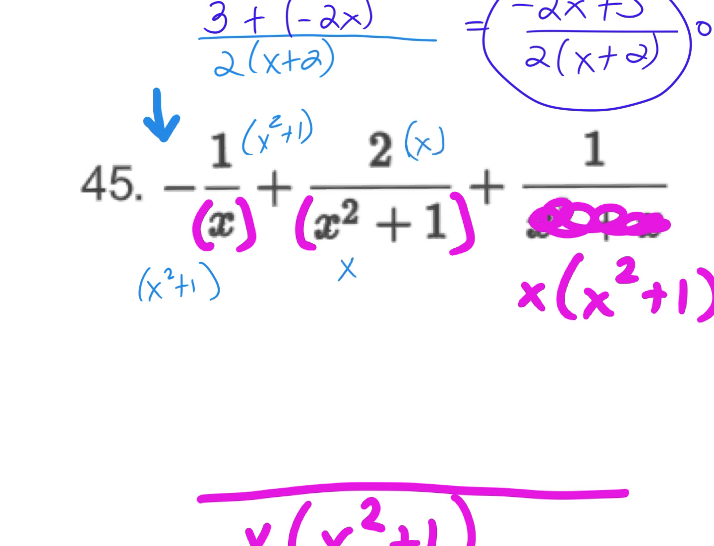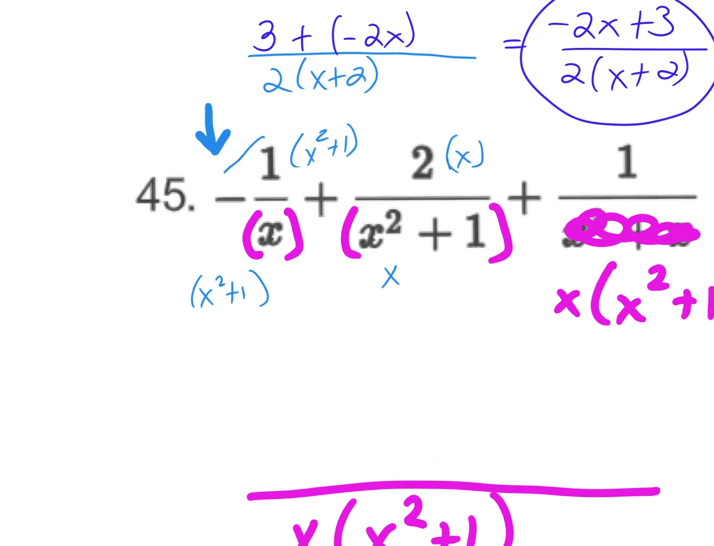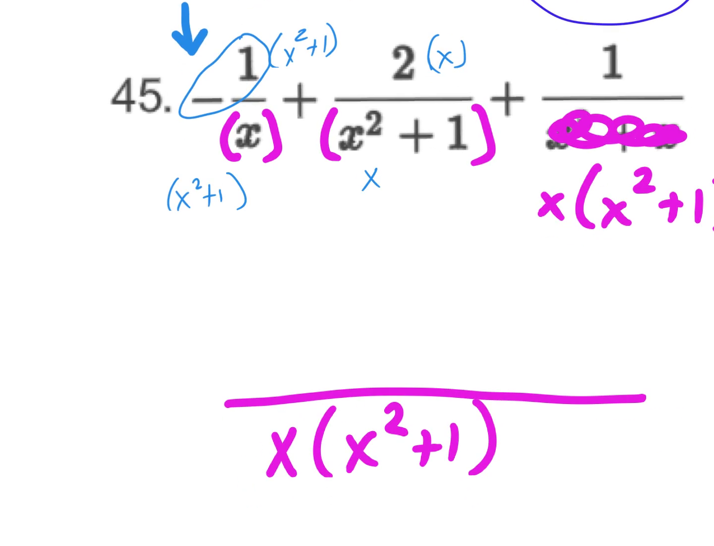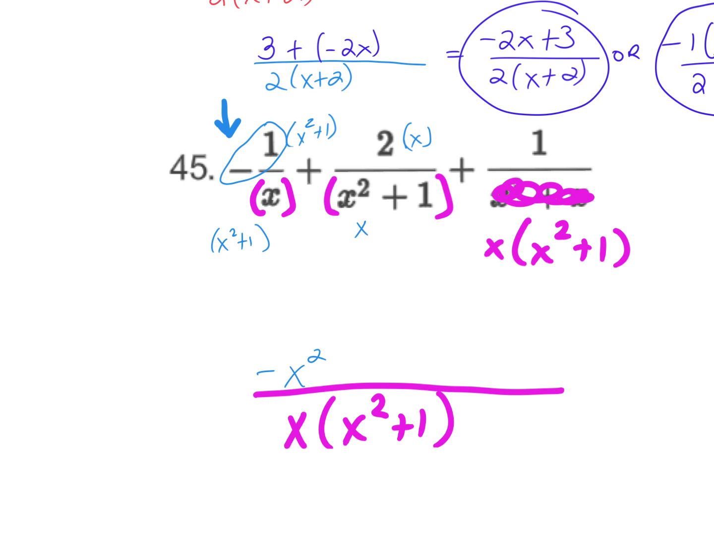And then my last fraction has everything. So do I need to do anything? No. Remember, guys, what kind of a 1 is this right here? It's a -1. So you're distributing -1 times x squared is -x squared. -1 times 1 is -1. Plus 2 times x is 2x, and then plus 1.